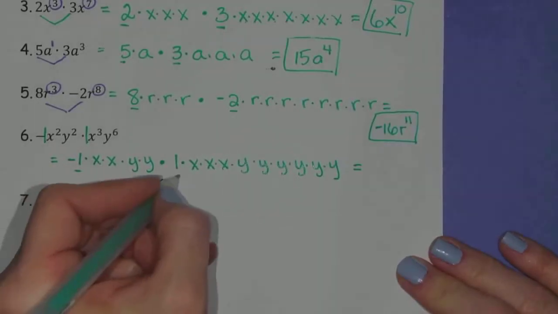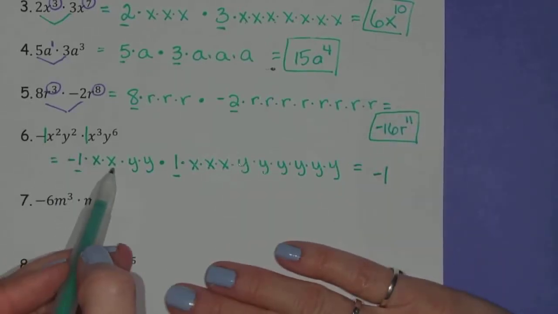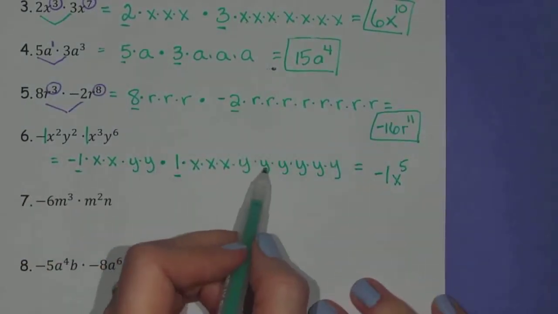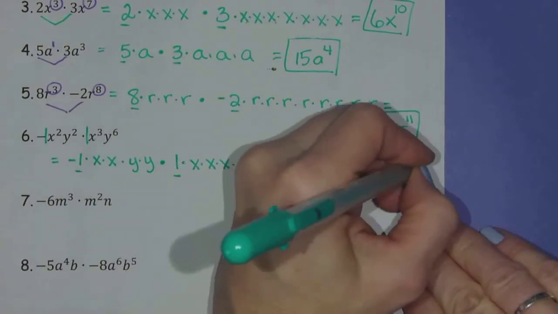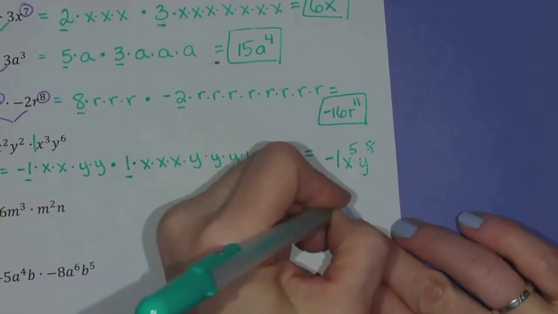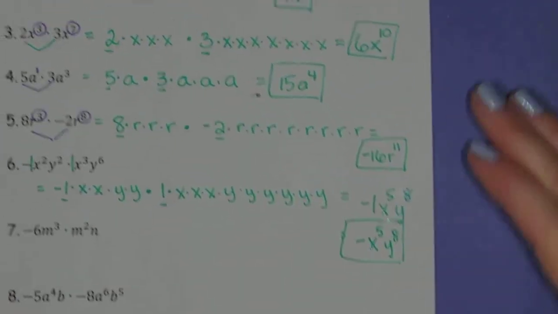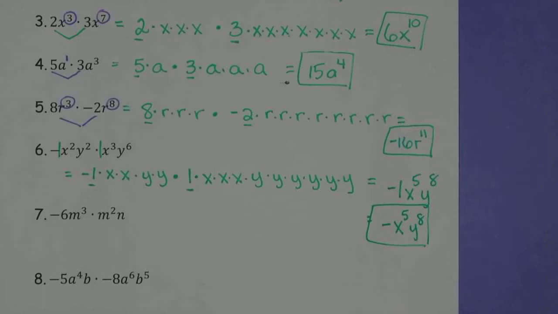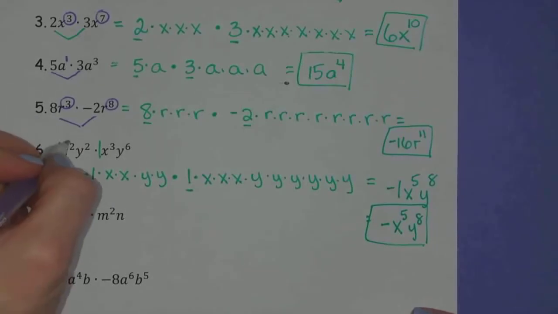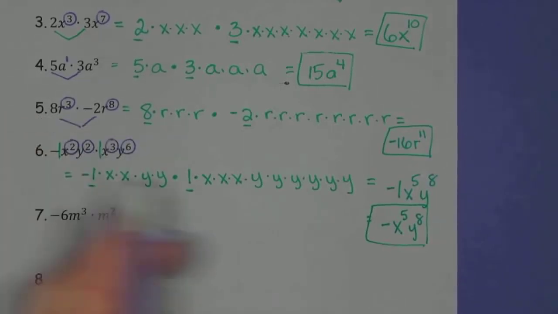So the -1 times the +1 is -1. Count your x's: 1, 2, 3, 4, 5. So x to the 5th. Count your y's: 1, 2, 3, 4, 5, 6, 7, 8. And then if you want to strip that -1 back off of there, you could write your final answer as -x to the 5th and y to the 8th. Shortcut, well, 2 variables here, x's and y's. Negative times positive is the negative, and then 2 plus 3 makes 5, and 2 plus 6 makes 8.